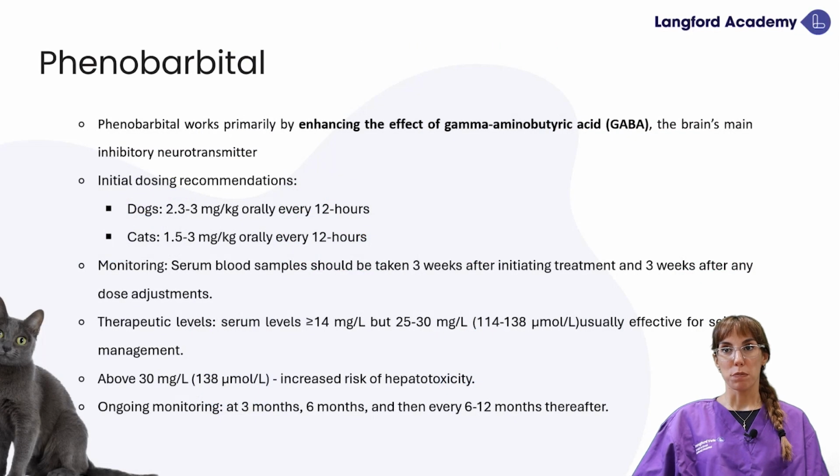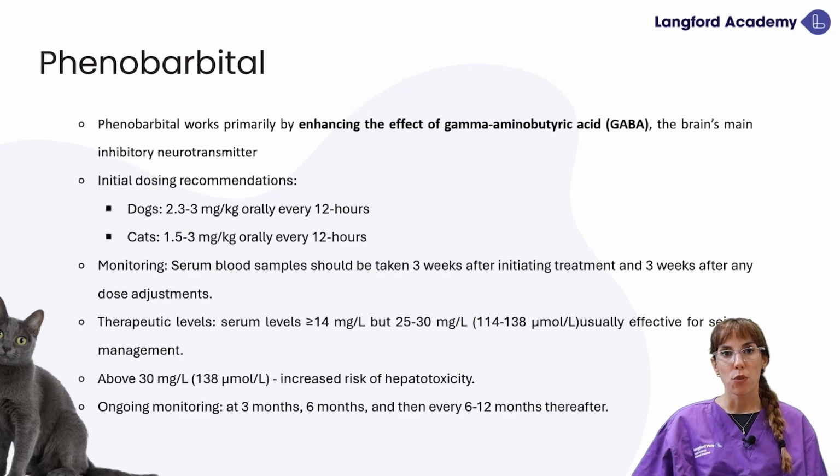So phenobarbital works primarily by enhancing the effect of GABA receptors in the brain, which is the main inhibitory neurotransmitter. And your initial dosing recommendations in dogs is slightly higher than cats, but in both is given twice daily. And you do need to check your serum levels 3 weeks after starting the medication or 3 weeks after changing the doses. And you need to use plain tubes, no gel.